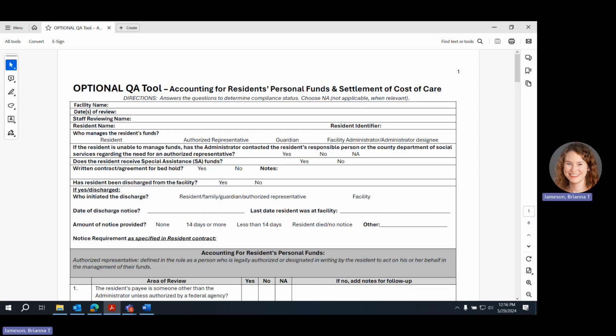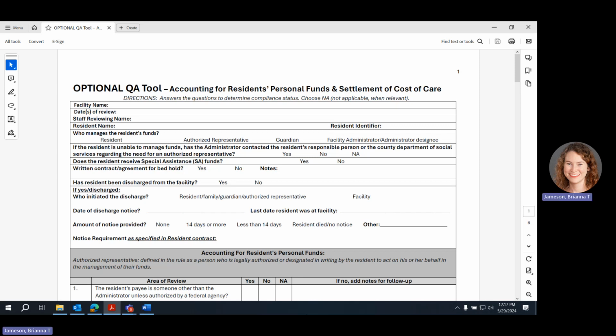Does the resident receive special assistance, SA funds? You may circle any of the options. The options are yes and no. Is there a written contract/agreement for bed hold? You may circle any of the options. The options are yes or no, and there is a space to write in any notes that you have.